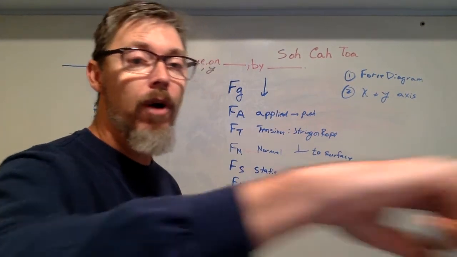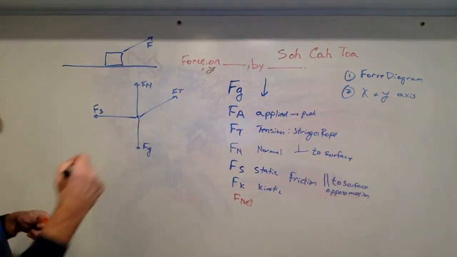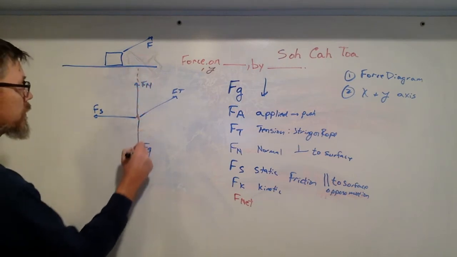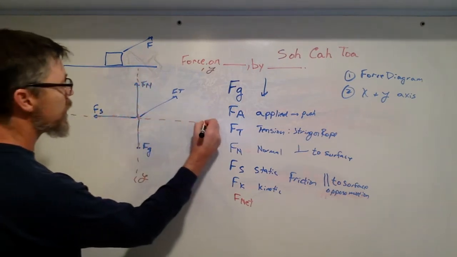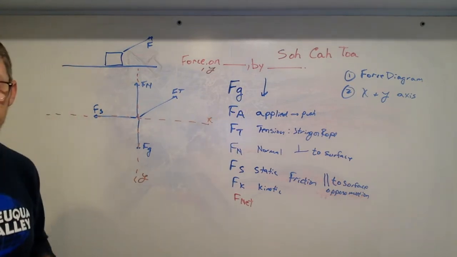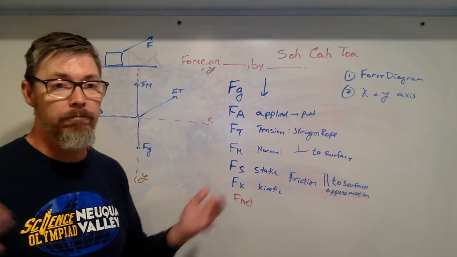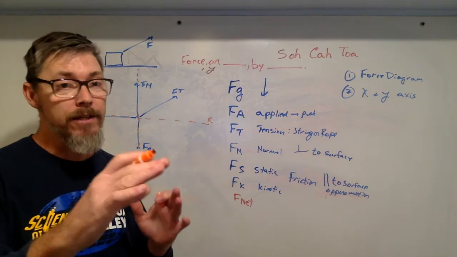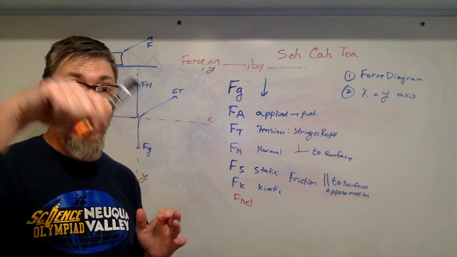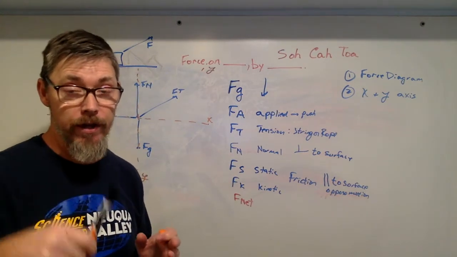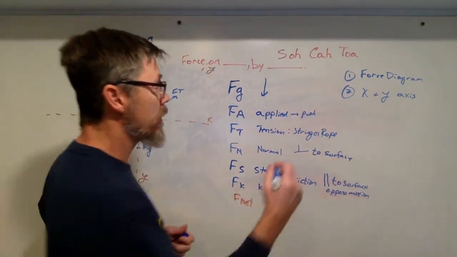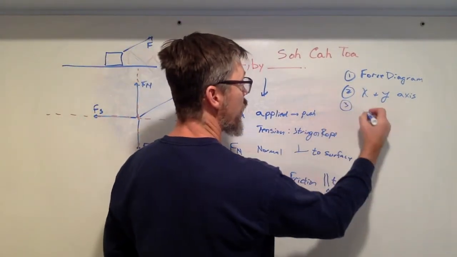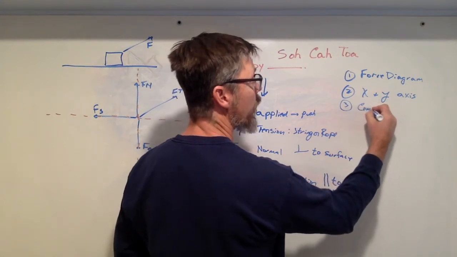So now, x and y axis. Well, okay, y axis is straight up and down. X axis is this way. Done. Box on ramp, we make the ramp the x axis. I'll show you that one next. Okay, step 3: components.